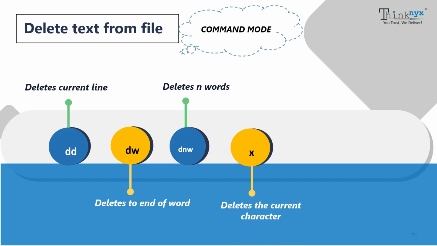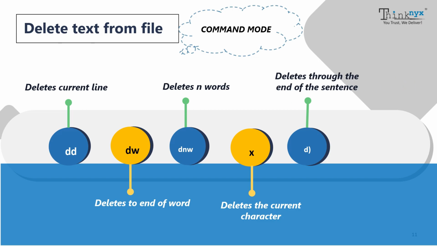x deletes a character on the cursor. d) deletes the characters from the current cursor position to the end of the sentence. Uppercase D deletes from the current cursor position to the end of the line.